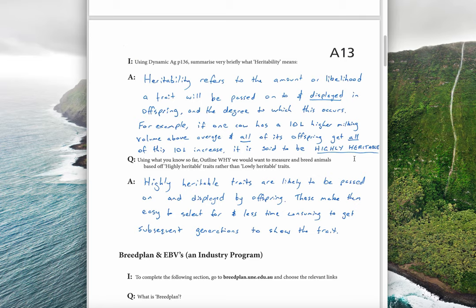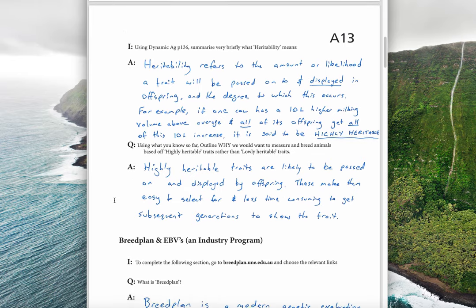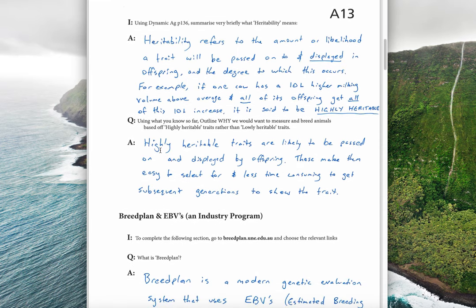Some traits are highly heritable and some traits are less heritable. Some traits just don't get passed on. They kind of show up randomly in some cattle and just don't get passed on to their offspring easily. And those traits are said to be lowly heritable. And so basically, this next question, outline why you would want to measure and breed animals off highly heritable traits rather than lowly heritable traits. The reason is because highly heritable traits are likely to be passed on and displayed by offspring. That makes them easy to select for, and it's less time consuming, and subsequent generations will actually show that trait if they're highly heritable, whereas trying to pass down lowly heritable traits is very hard.